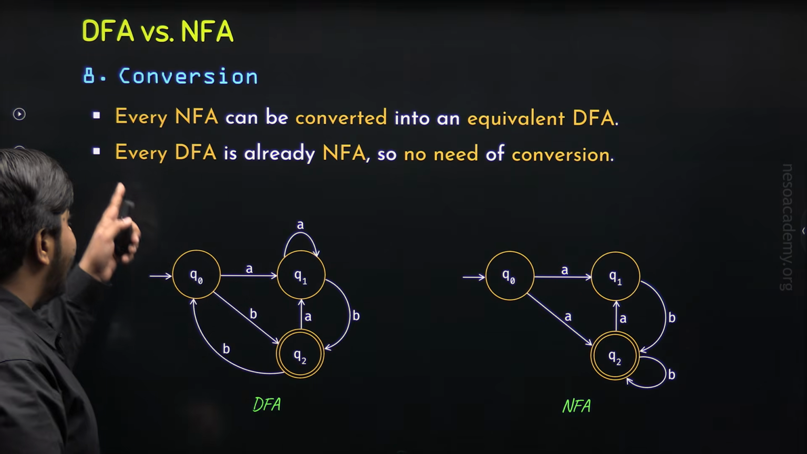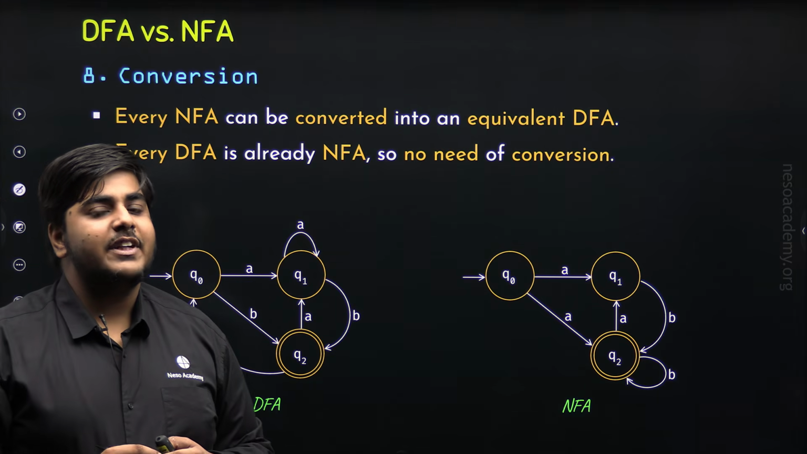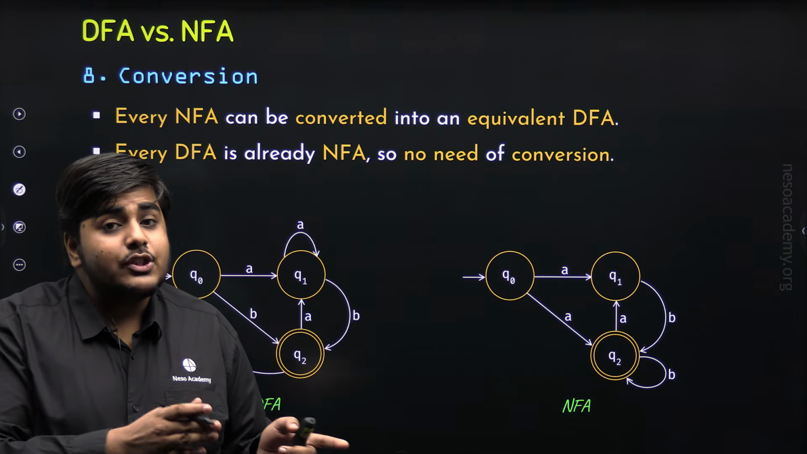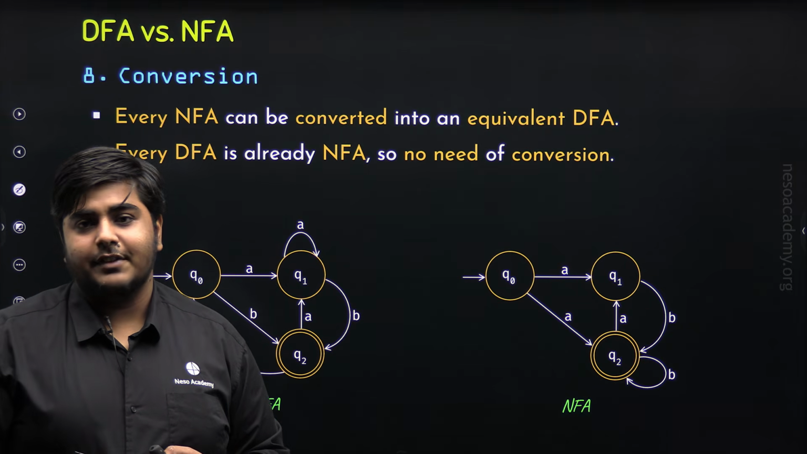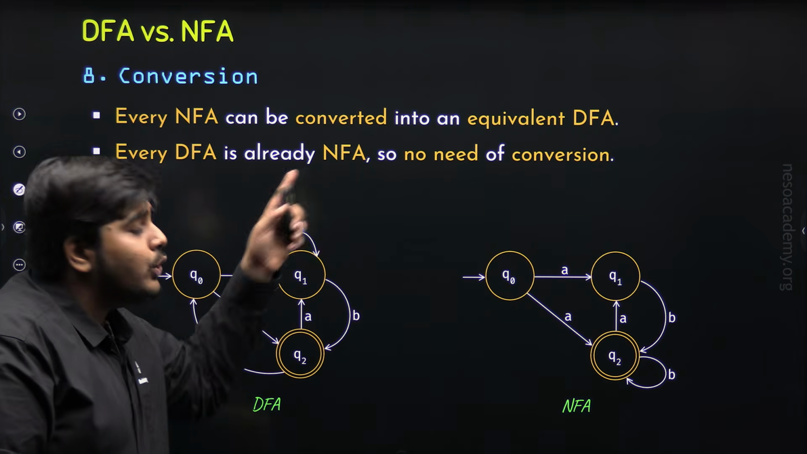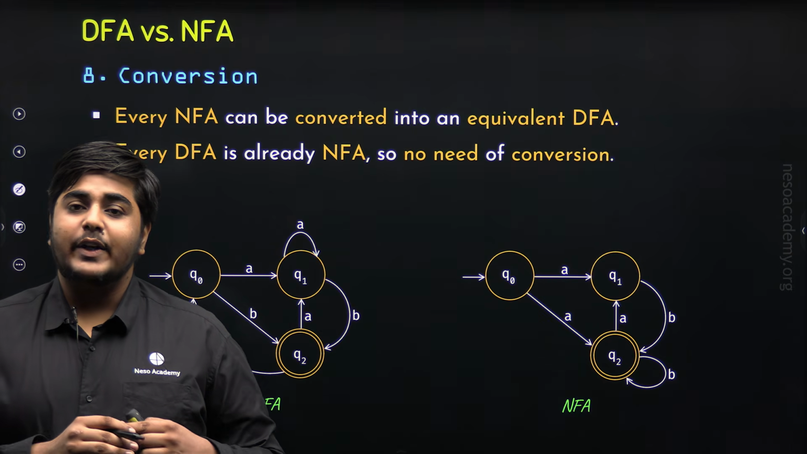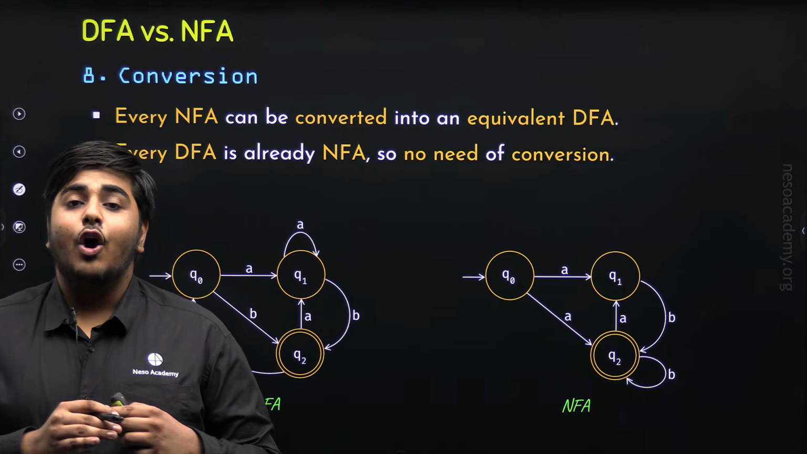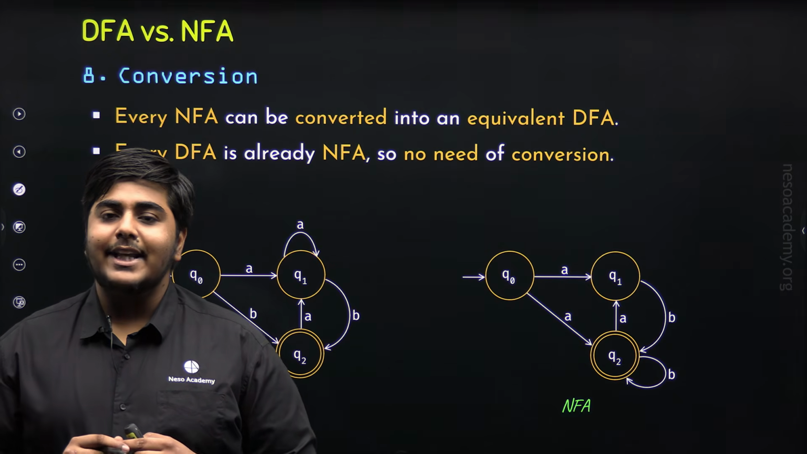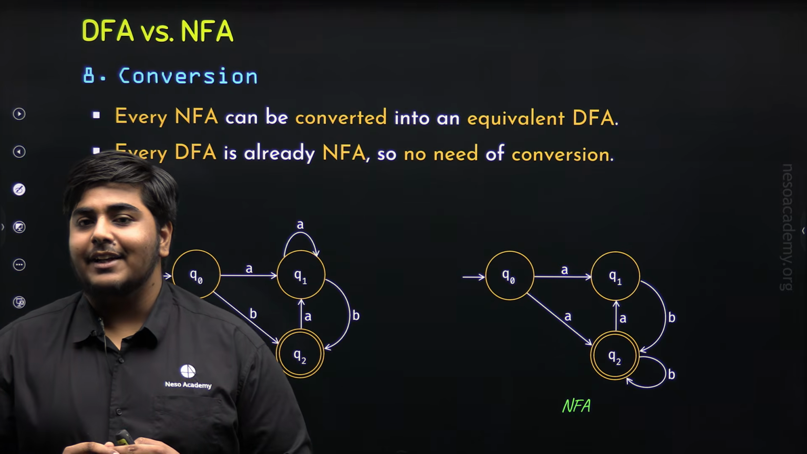But every DFA is already an NFA. I have told you in the previous lectures that every deterministic finite automata is also a non-deterministic finite automata. So there is no need to convert a DFA into an NFA. So these were the major differences between DFA and NFA on the basis of a total of 8 properties. Now before ending this lecture, let's see a few important points on DFA and NFA.